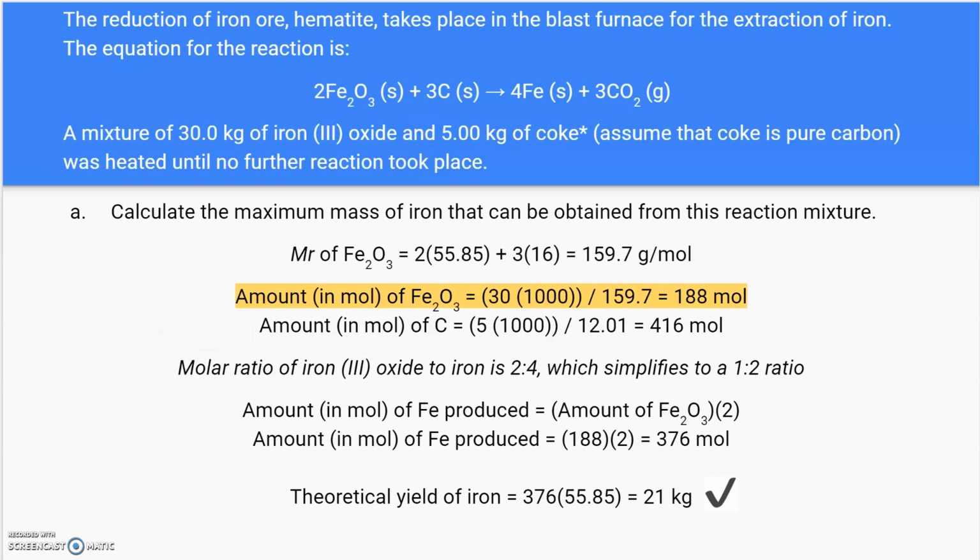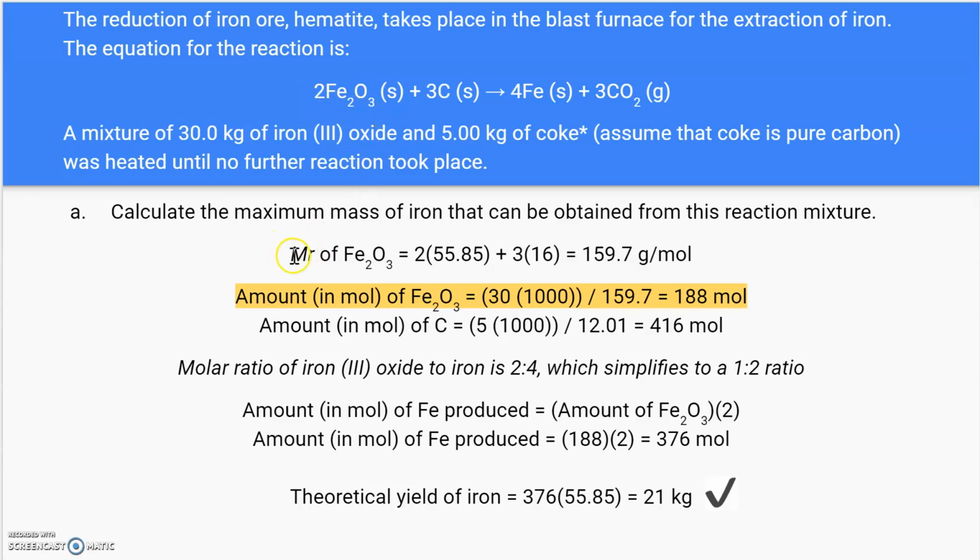So let's just jump into part A, which asks us to calculate the maximum mass of iron that can be obtained from the reaction mixture. For this, we need to determine which one of the reactants is the limiting reagent, whether it is iron 3 oxide or whether it's carbon. For that, we need the molecular masses of carbon, which is easily obtained just by looking at the periodic table, and of iron 3 oxide.